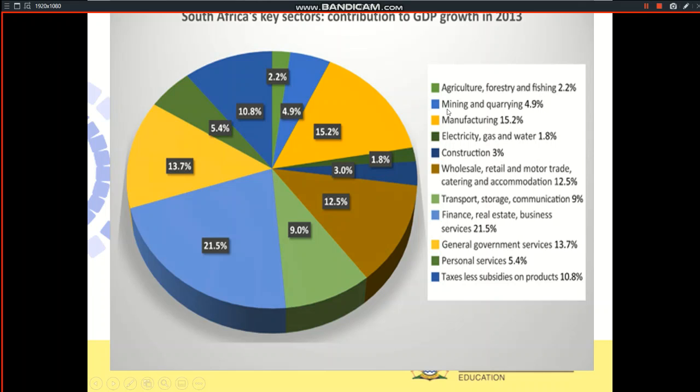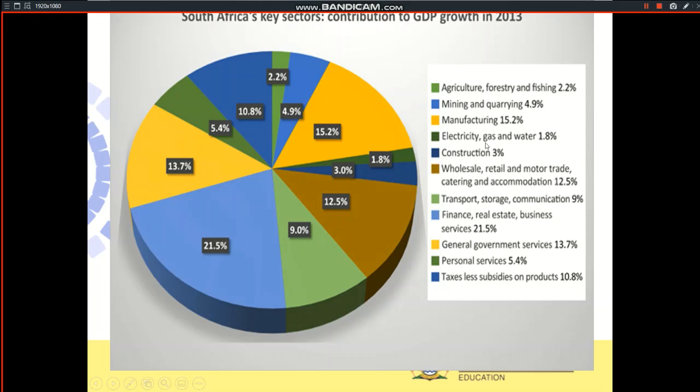In this specific year, that sector contributed 2.2% of the gross domestic product. Right. So there you have it, 2.2, that sector over there. Then mining and quarrying. Mining is also a primary sector, and this is the blue over here. That is the primary sector. Manufacturing, secondary sector, 15.2. There you can see the sector over there.